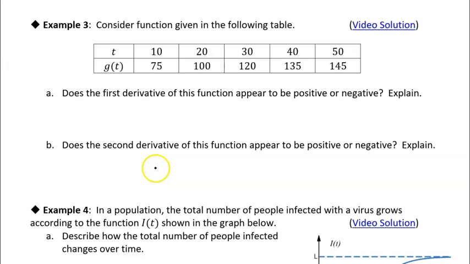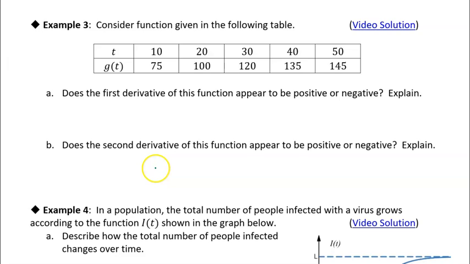All right, so here we're given a function as a table. So we just have data. How in the world do we figure out what's happening with the first derivative or second derivative when all we have is data? That's what we're going to talk about in this example.